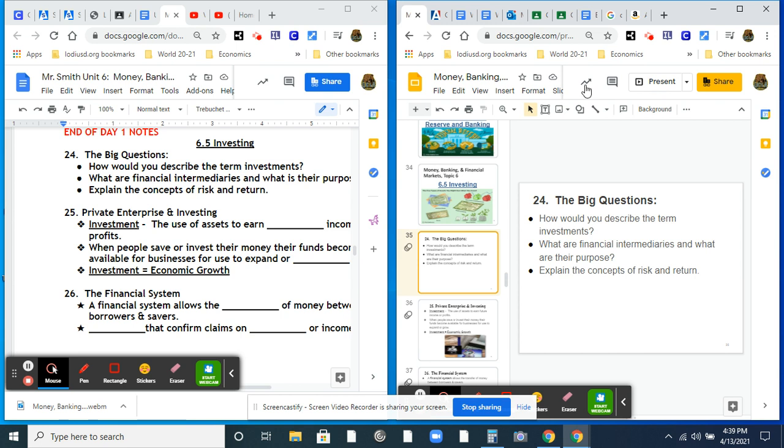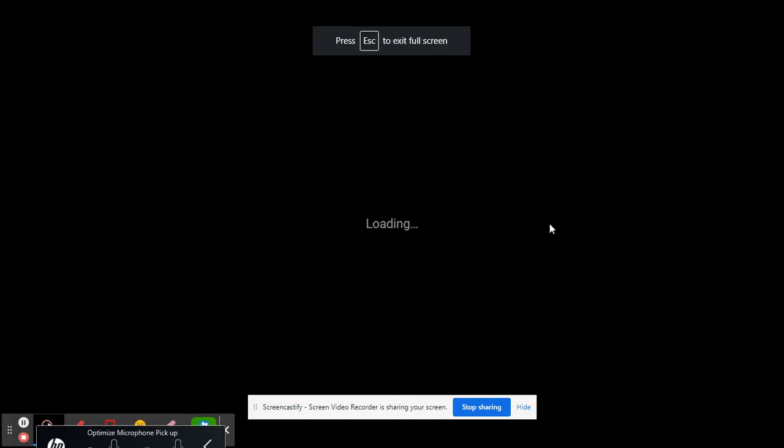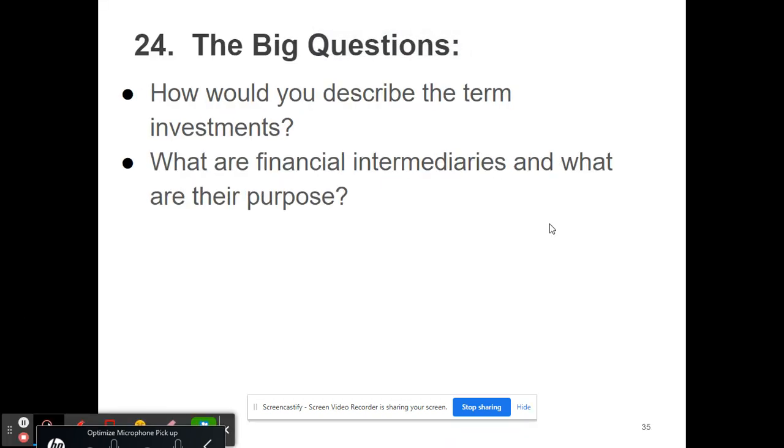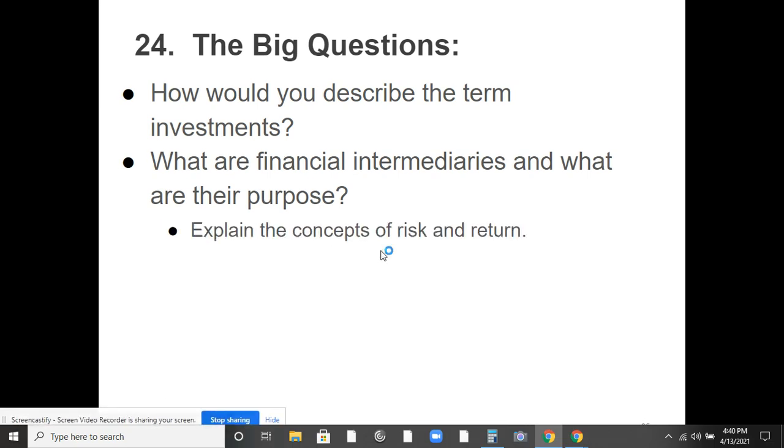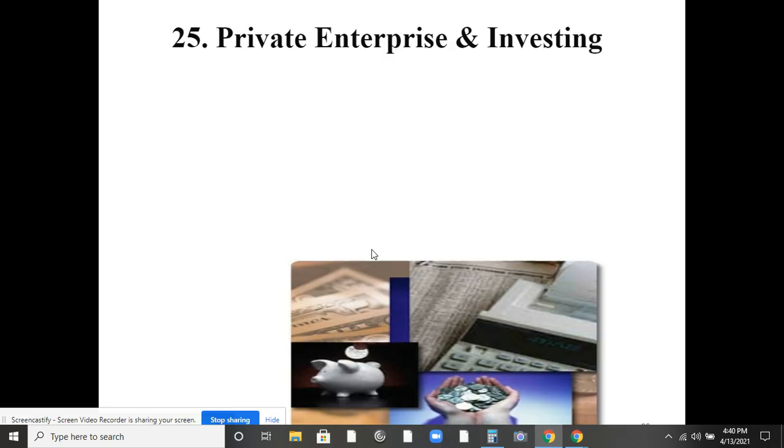How would you describe the term investments? It's basically using money to make further assets or profit or income. What are financial intermediaries? Those are middlemen, basically. The purpose is to facilitate business. Explore the concept of risk and return. Risk is how likely is the investment to pay off or become worthless. Return is the amount of money returned on your investment over how long of a time.